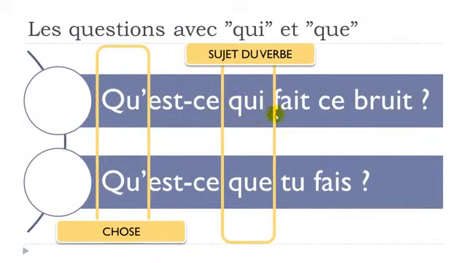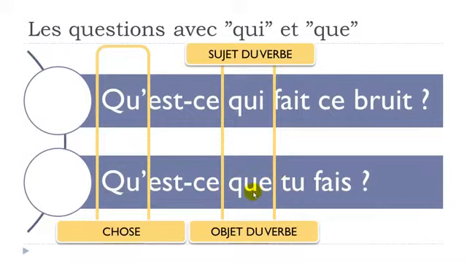So you will use qui here just because you want the information regarding the subject of the verb. You've got the verb here, to do, okay? And then here you put this que just because you want to have the answer with the object of the verb, okay? You've got the verb here, faire, to do, same verb, but then you've got the subject, tu fais, you do. Okay? So the first question, qu'est-ce qui fait ce bruit?